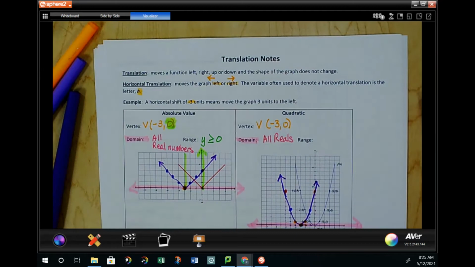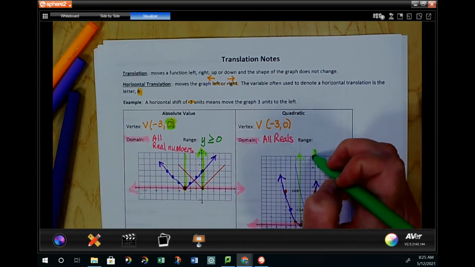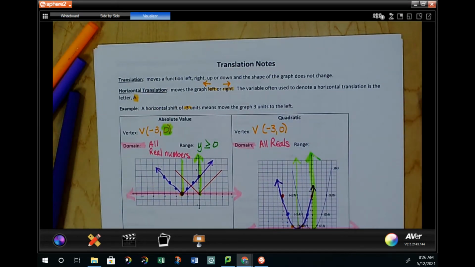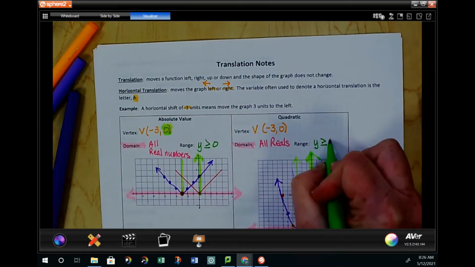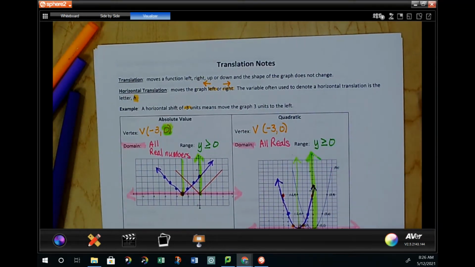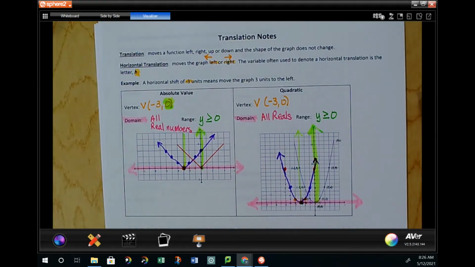And I don't want to put numbers, so I'm just going to put all reals. And then your range. Okay, so we look at this. This is my smallest point, and then it continues to go up. So I'm going to put this on my y-axis. So my range goes from 0, y is going to be bigger than or equal to 0 because I'm going to continue to go up. The smallest point that it goes is at 0. So that's for horizontal translation.